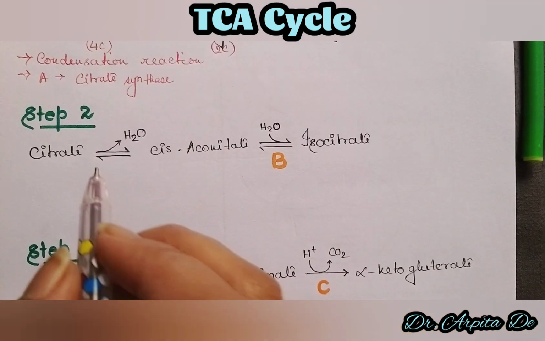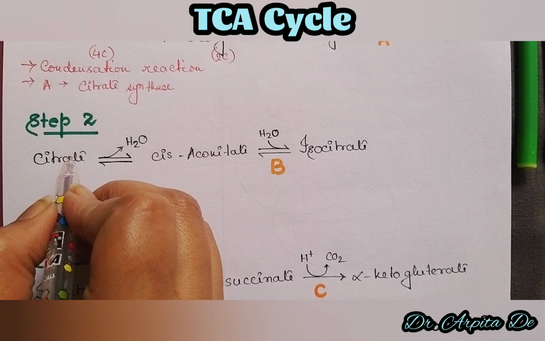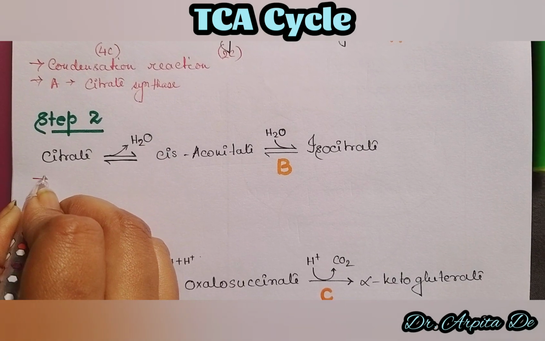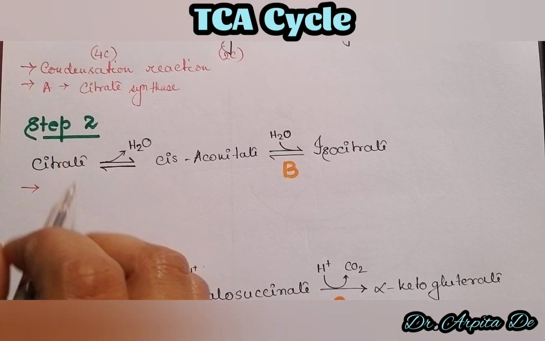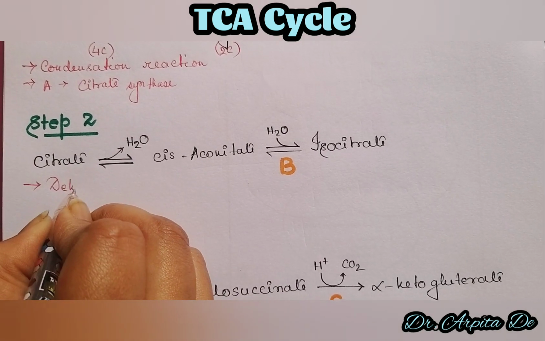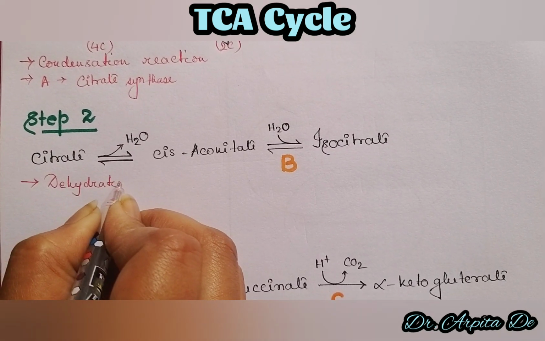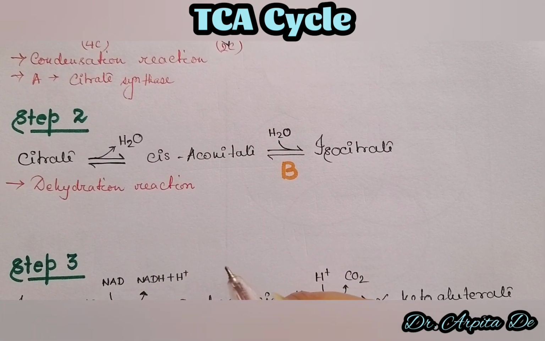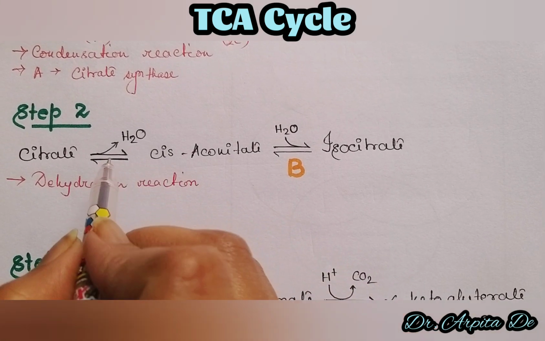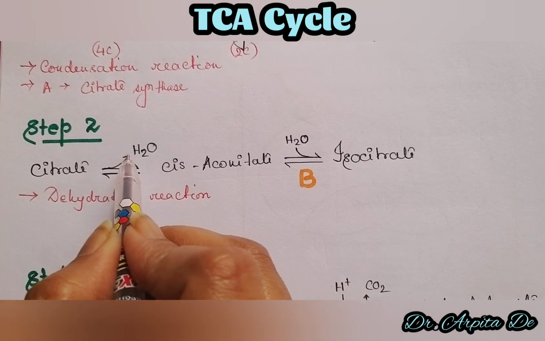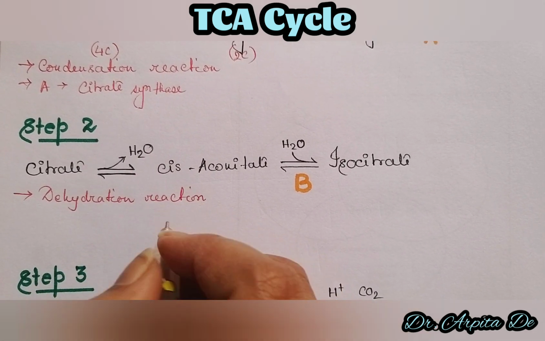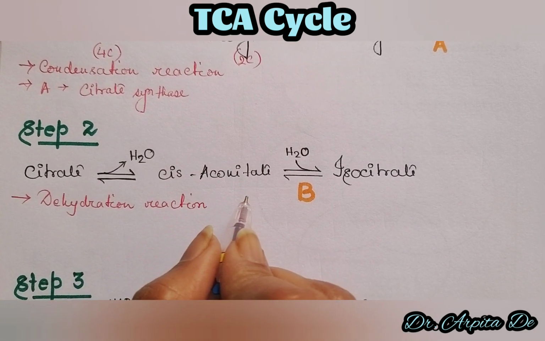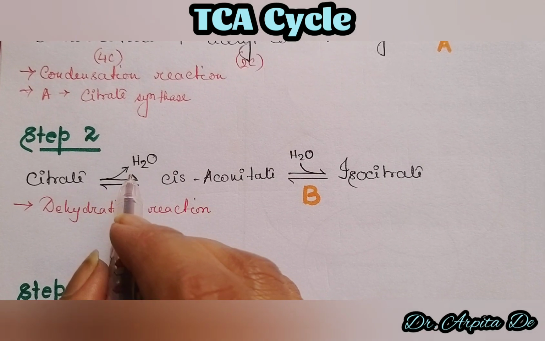Coming to step number 2. Step number 2 is a dehydration reaction. The previous one was a condensation reaction; this one is a dehydration reaction. Why is it a dehydration reaction? You can understand, a molecule of water goes out. So citrate forms cis-aconitate after this dehydration.